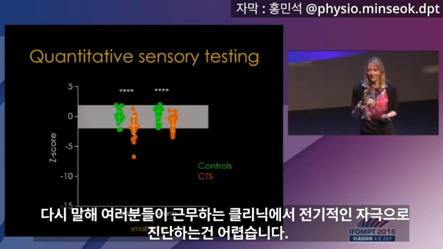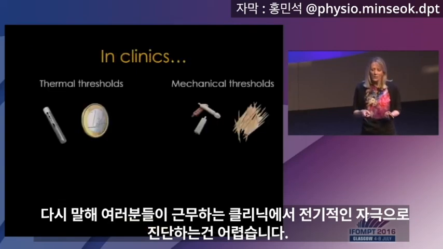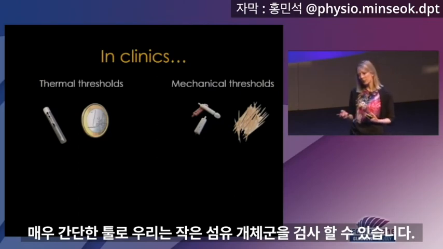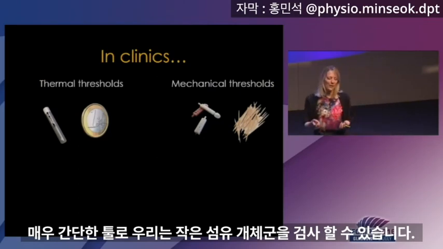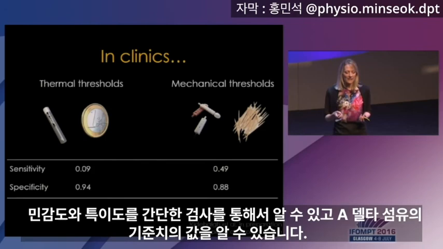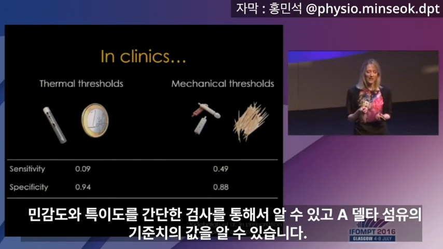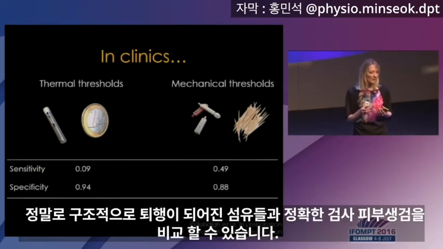Now, again, you might not have access to these kind of thermal stimulators in your clinic. So the question is, can you use a very simple tool to test the small fiber population, where we looked at the sensitivity and the specificity of such very simple tests for cold thresholds and pinprick thresholds for A delta fibers to look at whether we can pick up such an actual loss, a structural degeneration of those fibers compared to the gold standard of the skin biopsy.